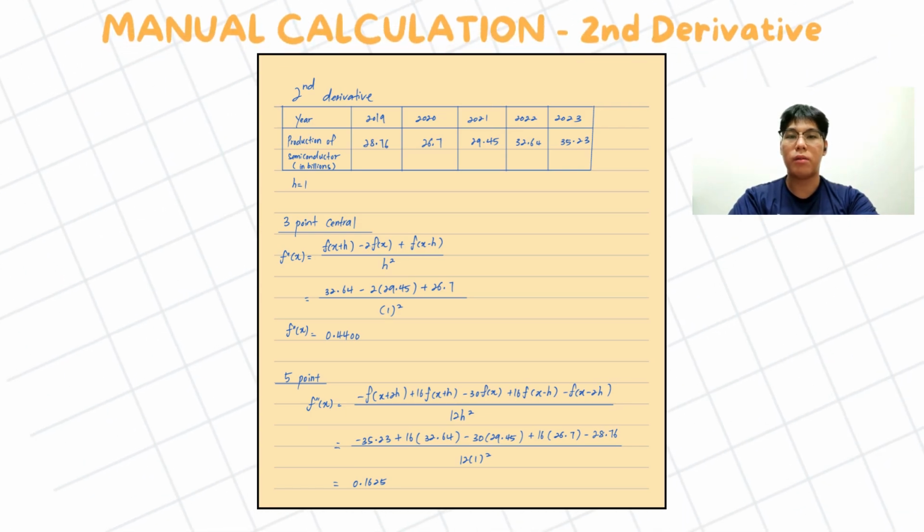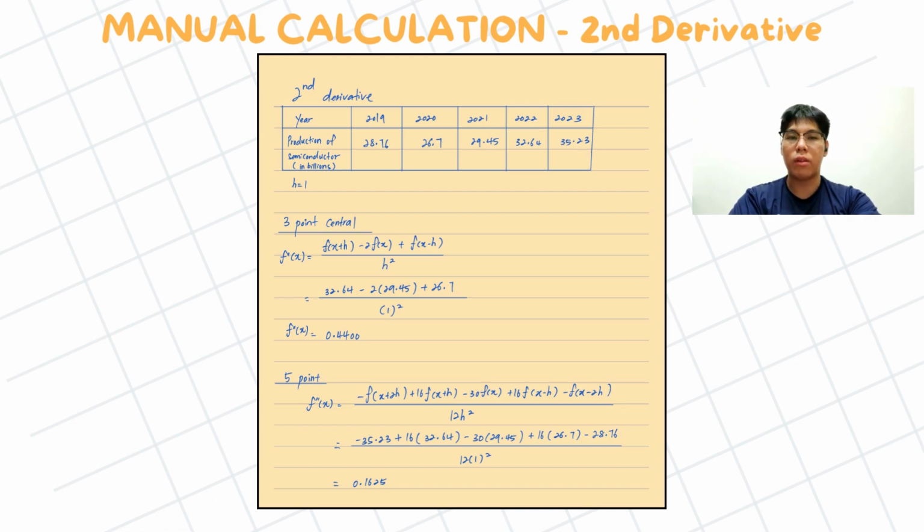Hello everyone, my name is Ming Huang and my trace number is C230061, and I will present the manual calculation for the second derivative. As we can see, the values of the table we take from the statistic graph, and we chose the years from 2019 until 2023.